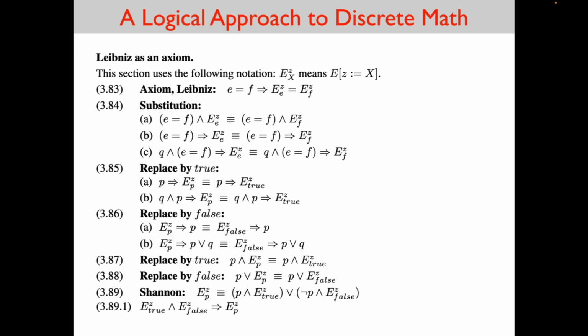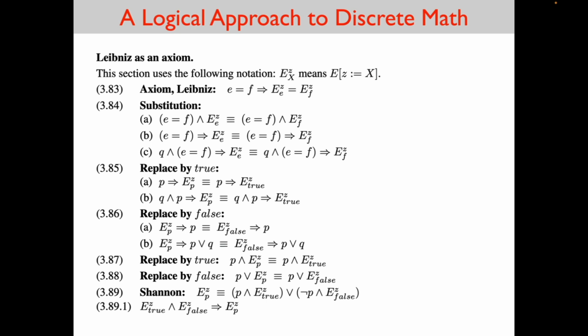Now from that one axiom we have all these different theorems. We have 3.84 substitution, and there's A, B, and C, and then we have 3.85 replaced by true, 3.86 replaced by false. Each of those has two parts, A and B. And 3.87 and 88 are other little variations. And we have a Shannon theorem down here, 3.89, and an additional theorem that I have included that's not in our textbook, but which I think should be a theorem, 3.89.1, which is the basis for case analysis, which we will learn later.